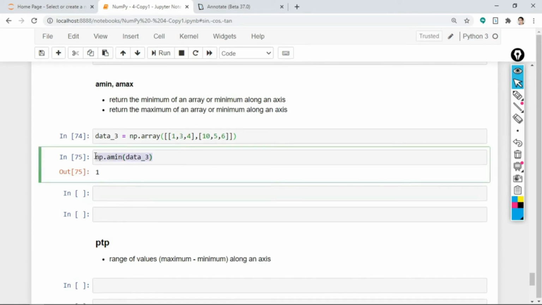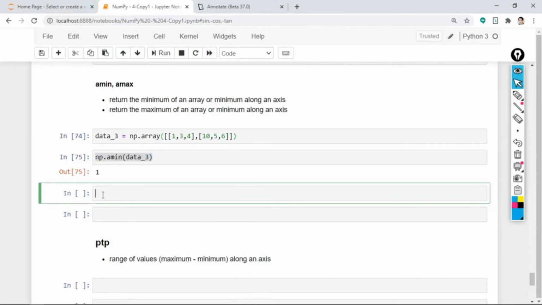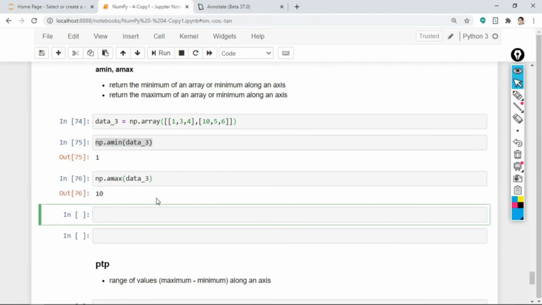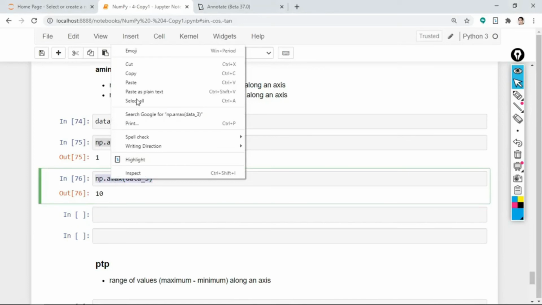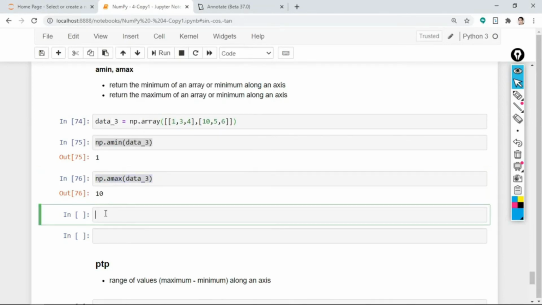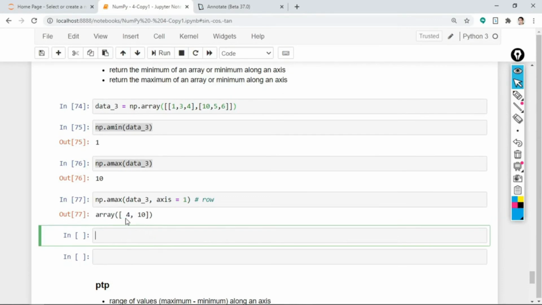If you use amax, copy, paste, it also uses the axis, so we can define axis 0 or axis 1. So amax, for example, of data 3. For example, how about this one? We have a max of data 3 in terms of axis 1. So for example, we are using it in terms of row. Okay, so the answer will be 4, 10.